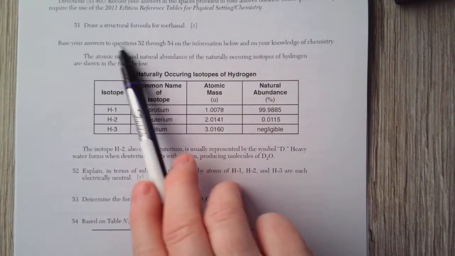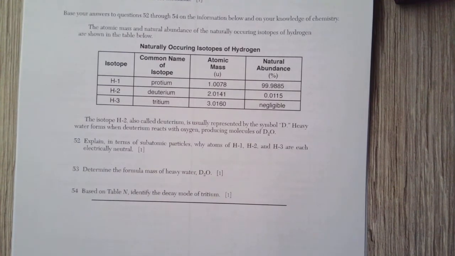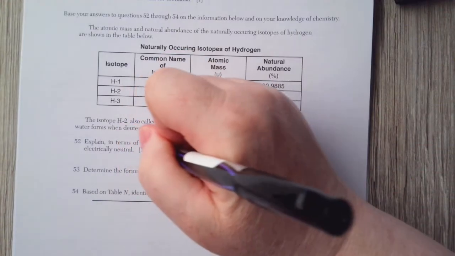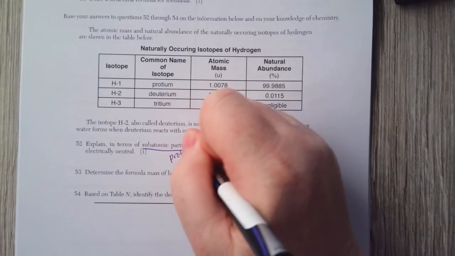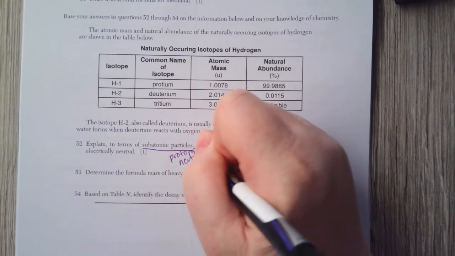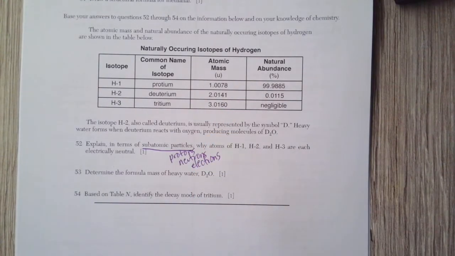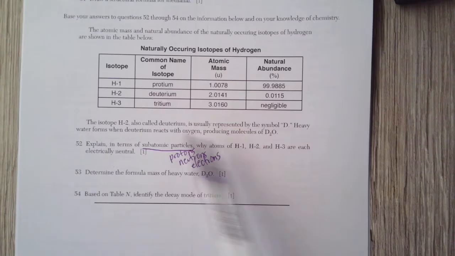Now it says right here 52 through 54 are based on this. So I'm going to skip this reading for now and go to the question first because sometimes I don't need it, so we'll see. Explain in terms of subatomic particles. Well, my options for subatomic particles are protons, neutrons, and electrons. Okay? So my answer has to talk about one or more of these. Why atoms of H1, H2, and H3 are electrically neutral?